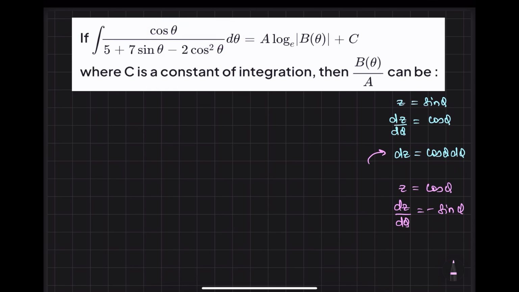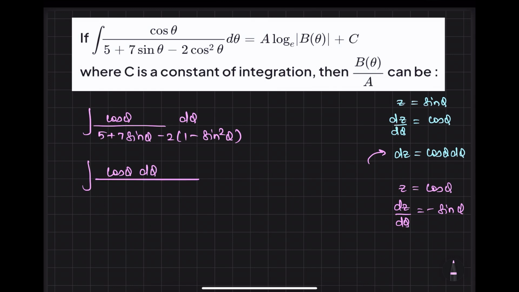For that we will convert the denominator into sine, okay? So the idea is cos theta upon 5 plus 7 sine theta minus 2 times 1 minus sine square theta, d theta. Cos theta d theta, we will have 5 plus 7 sine theta minus 2 plus 2 sine square theta, okay? So we have everything in the denominator as sine.